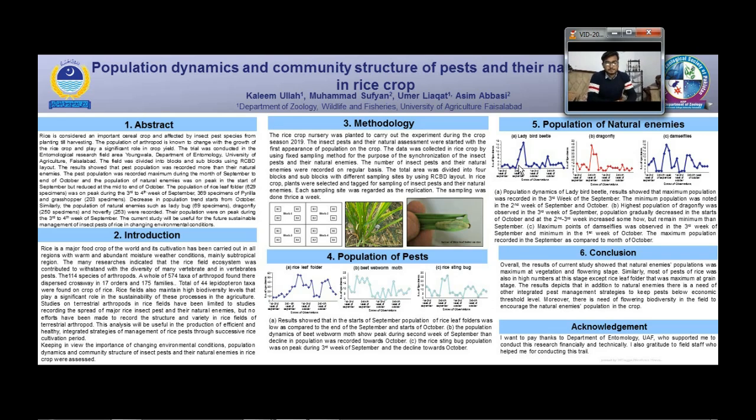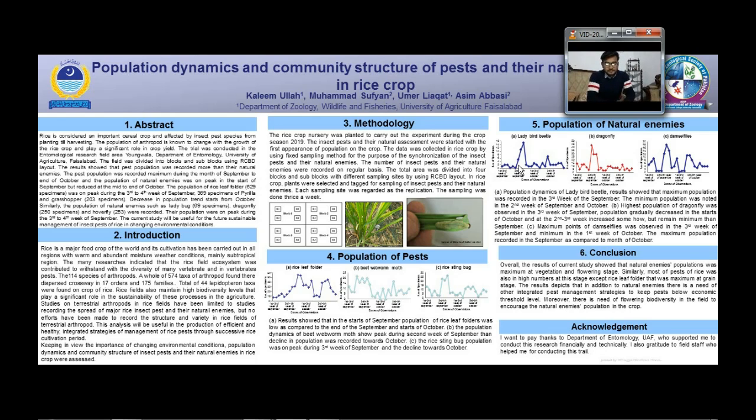If we talk about the natural enemies, the population dynamics of ladybird beetle show that the maximum population was recorded in the third week of September, and the minimum population was in the second week of September and both weeks of October.